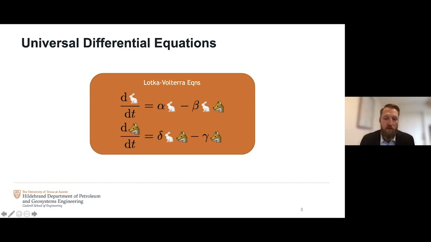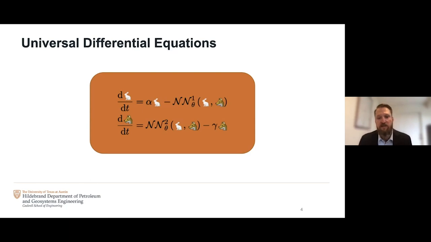However, what is difficult to know in a real ecological scenario is, what are these interaction terms? Exactly how do the foxes and rabbits interact? Because there's a lot of factors that can play into that. And so if we don't exactly know what those interaction terms should be, you might think that you could replace those absolute expressions with unknown neural networks parameterized by some unknown parameters theta, right? So the inputs to these neural networks would be the current populations of rabbits and foxes, and then you could fit, optimize the theta to some data, right?